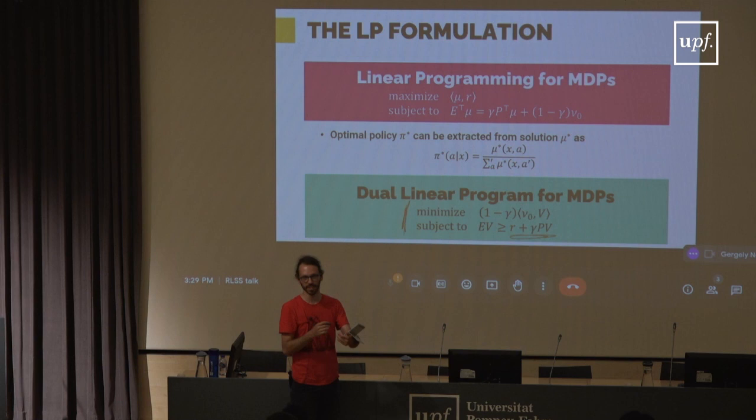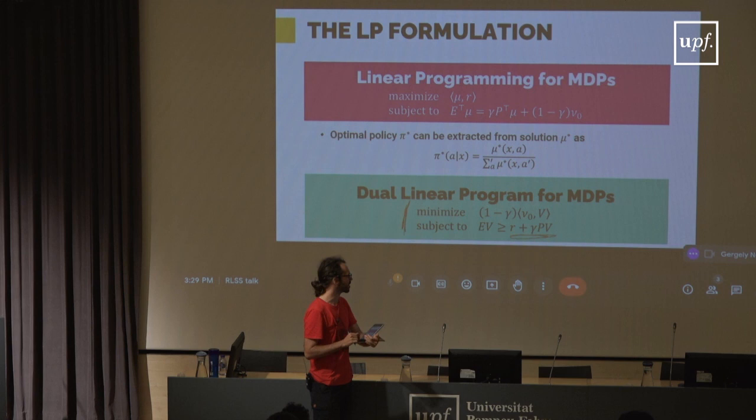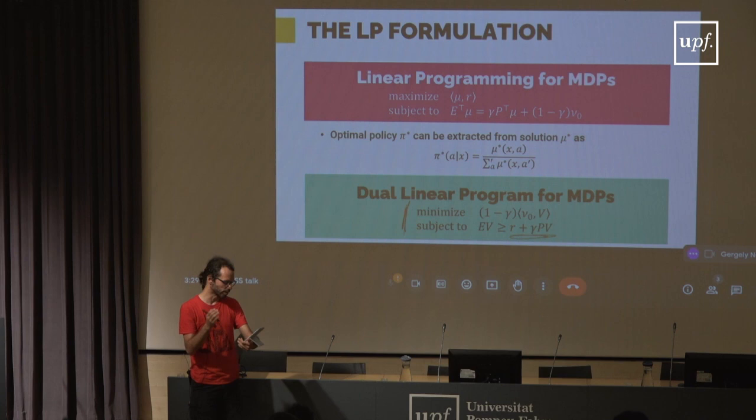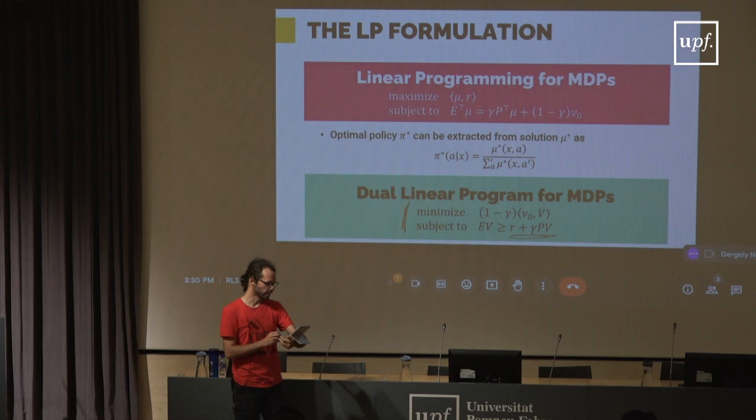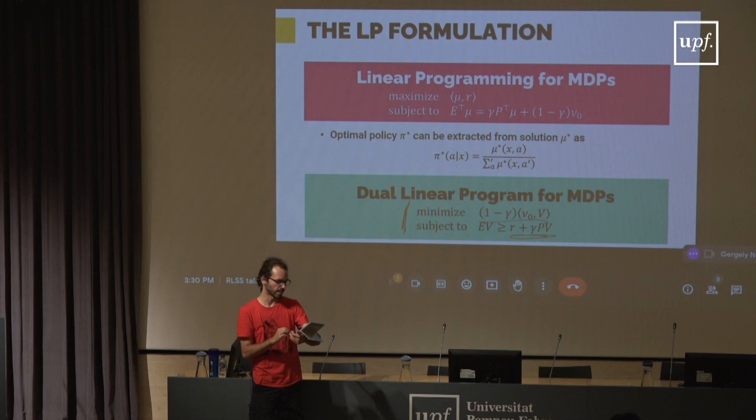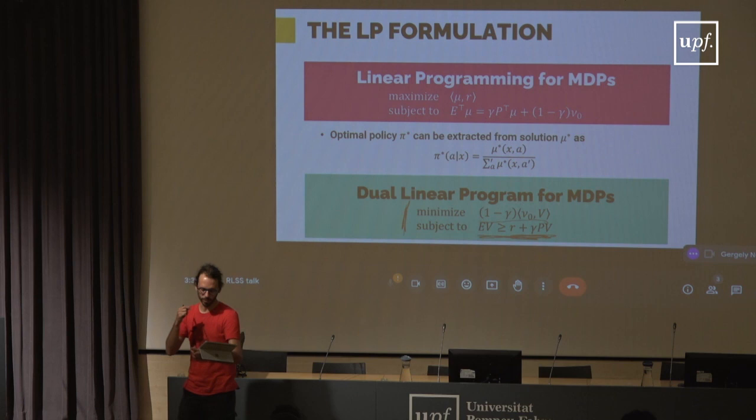Indeed, it can be shown that the solution of this dual linear program is the optimal value function for the MDP. It's V star. I'm not going to talk about this aspect all that much, but it's sort of important for deriving some of the algorithms. The dual LP takes this form: minimize the expected initial value, subject to the constraint that the value is greater than the reward plus gamma times PV.